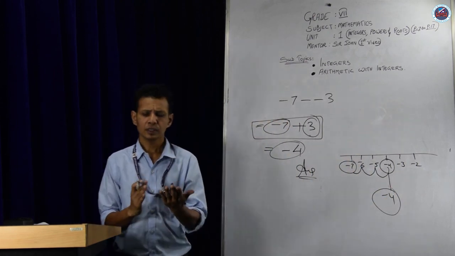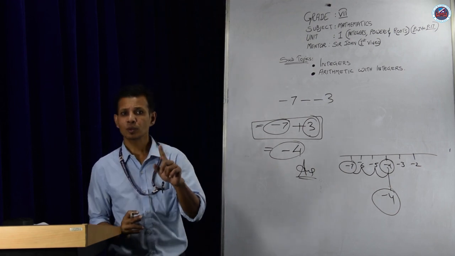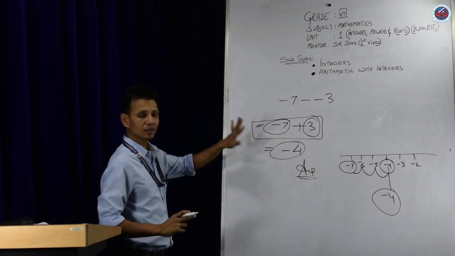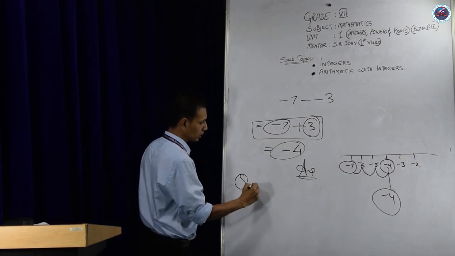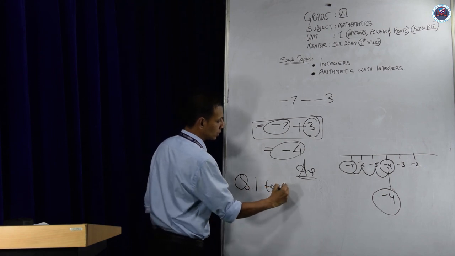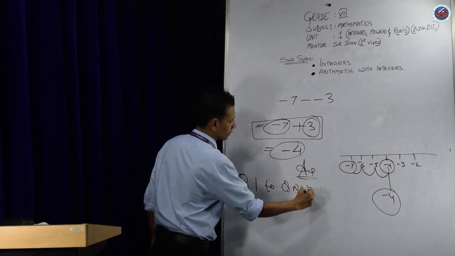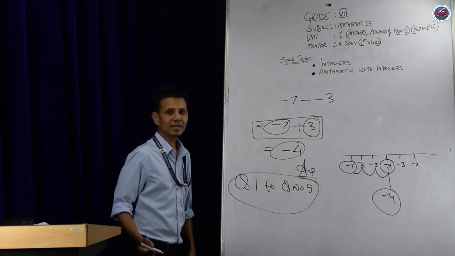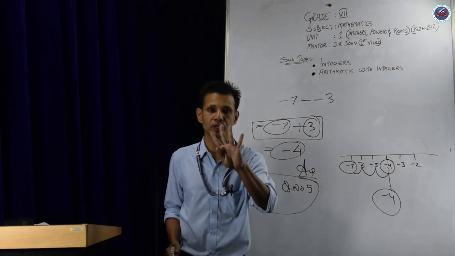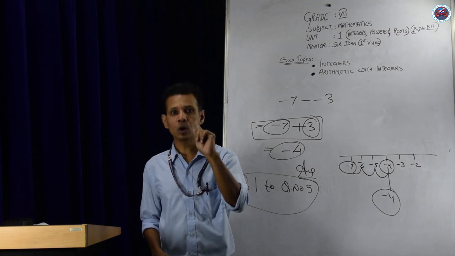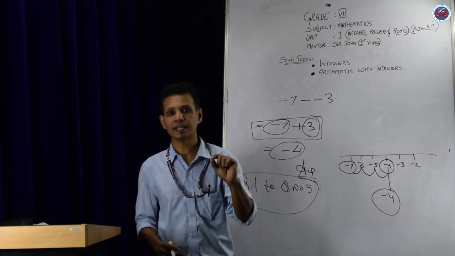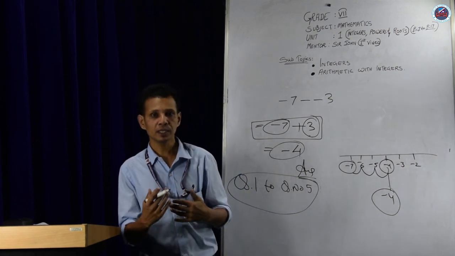Now children, you can try questions number 1 to 5 with all these methods. It's very easy. You will get only the 4 sign arrangements. Use the sign rule, and don't forget to take the greater number's sign. Is it clear? You try and WhatsApp me, I'll give you feedback.